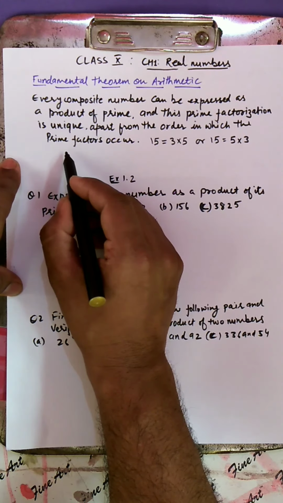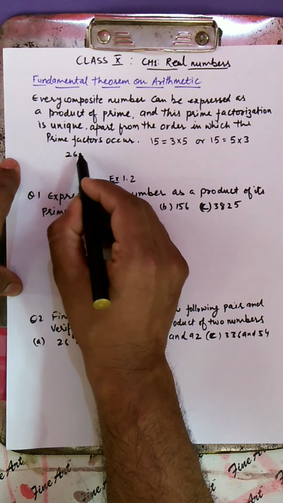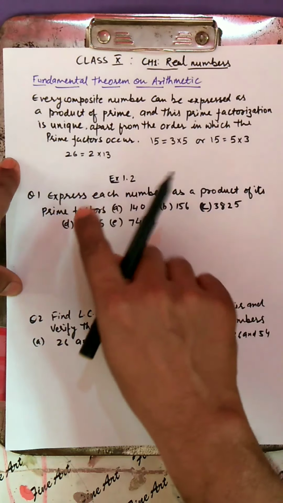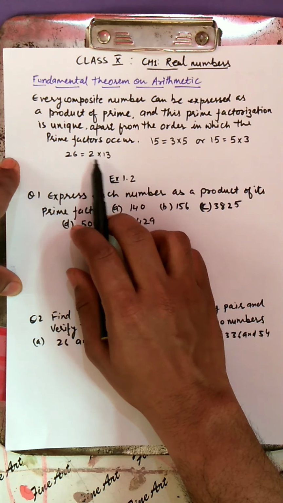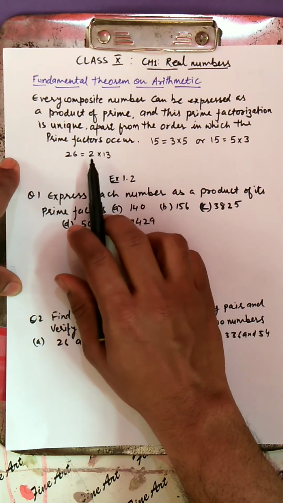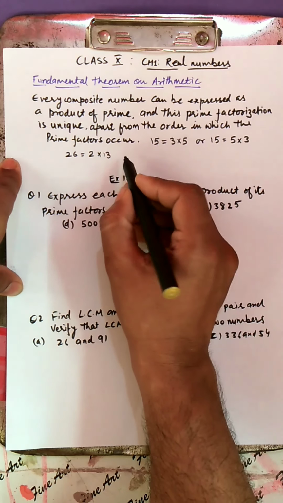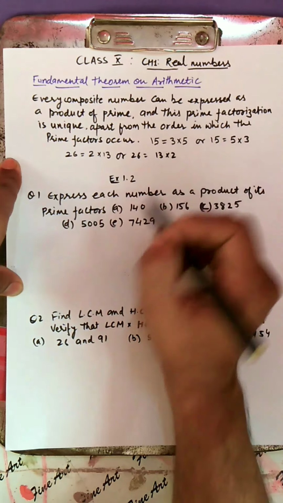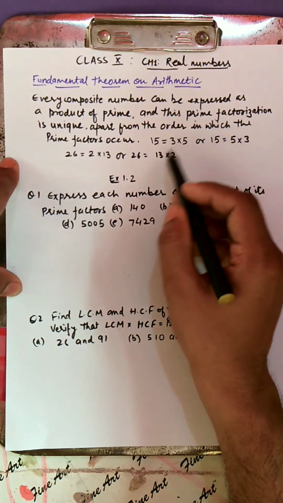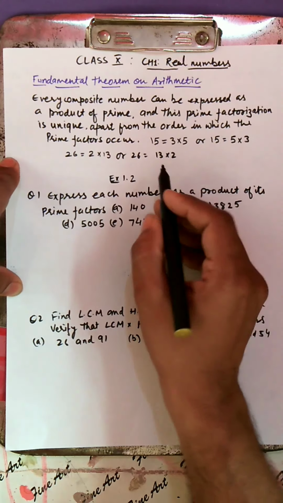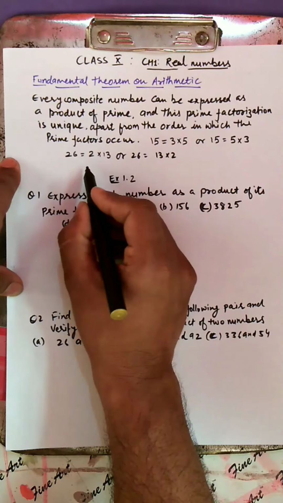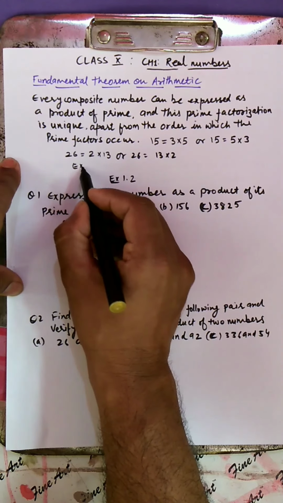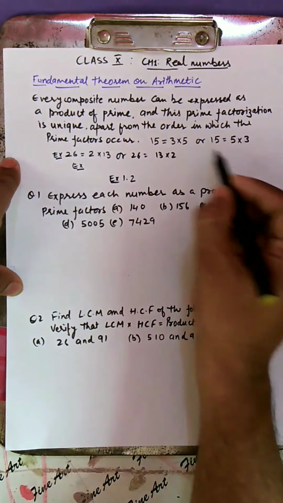Take another example. Let's say 26. 26 can be written as 2 into 13. 2 is a prime number, 13 is a prime number. So this is called the prime factorization. Or you can say 26 equals 13 into 2. So these are examples of prime factorizations.